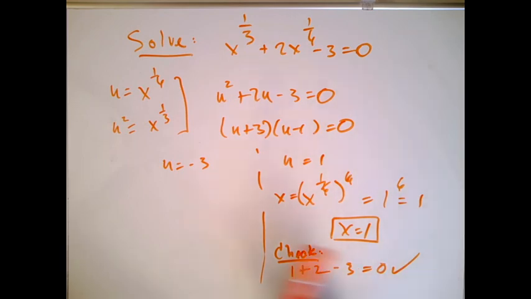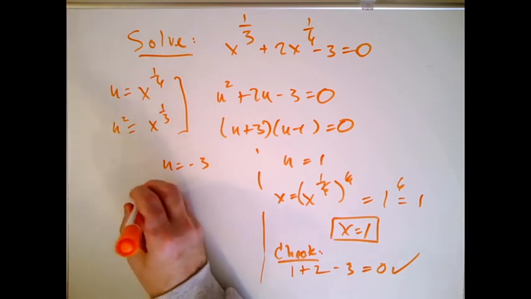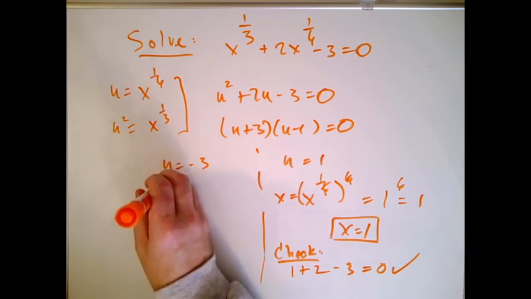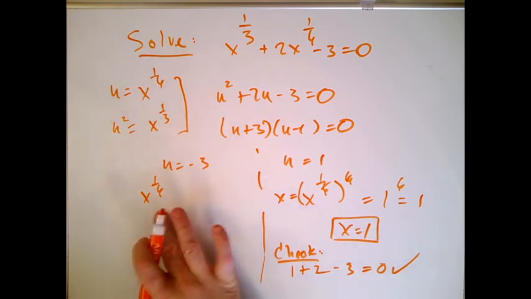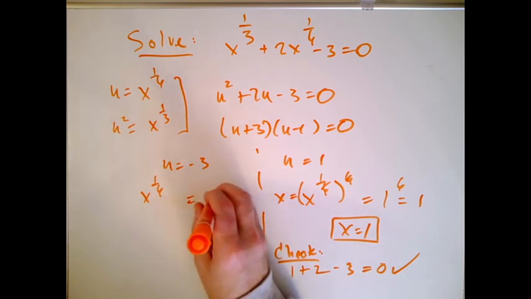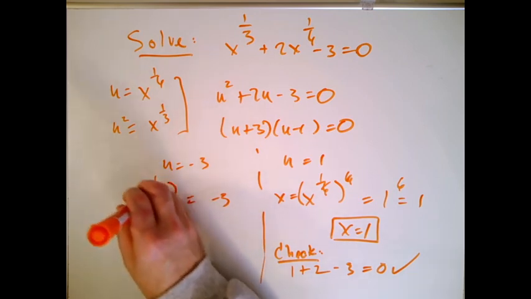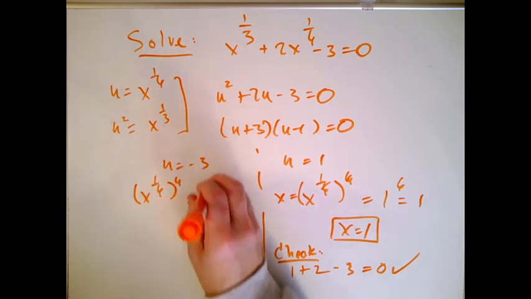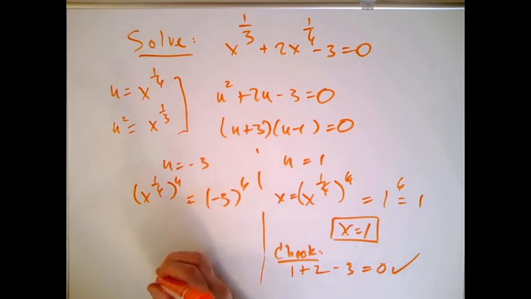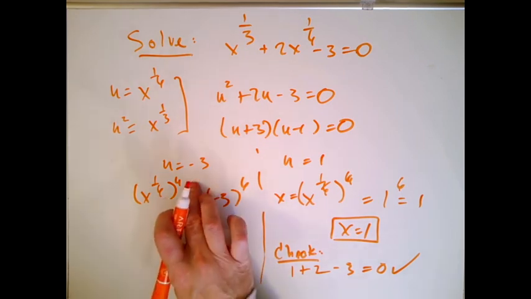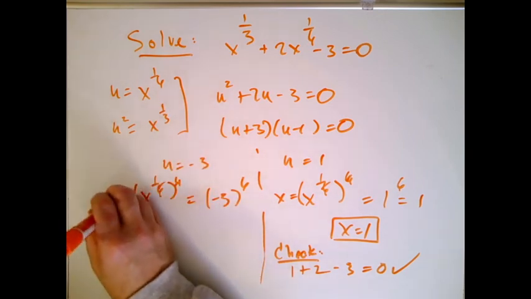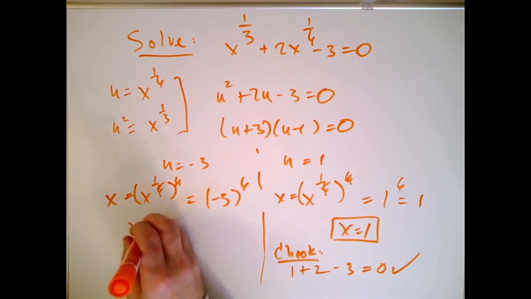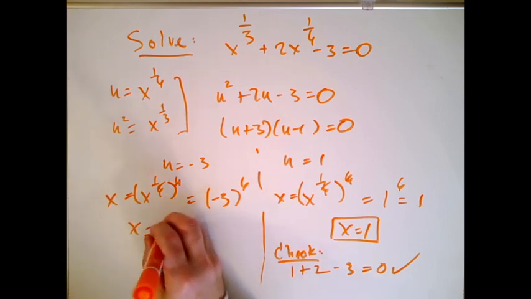All right, let's do u equals minus 3. For u equals minus 3, I put the x back in. So I write down x to the 1/6 equals minus 3. And I'm supposed to have left a little space. I raise both sides to the 6th power. When you raise a number to a power, you multiply the powers by each other. 1/6 times 6 is just 1, and I'm going to get x to the 1st. That's just x. This is going to be a big number. Minus 3 to the 6 is 729.